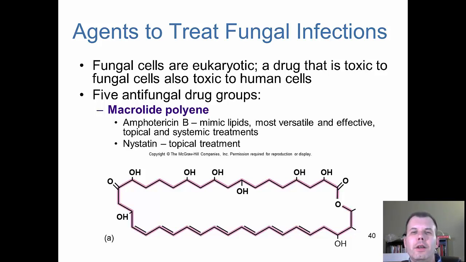So again, they're eukaryotic. One of the problems with fungal infections and anything else that we talk about here is that they're more similar to us. So the more similar the cells are to us, the harder they are to treat, because there are fewer differences, fewer things we can find that can be toxic to them and not toxic to us. Okay, so again, a drug that's toxic to fungal cells will also be toxic to human cells, so we have to find ways. And again, there are typically 5 antifungal drug groups.